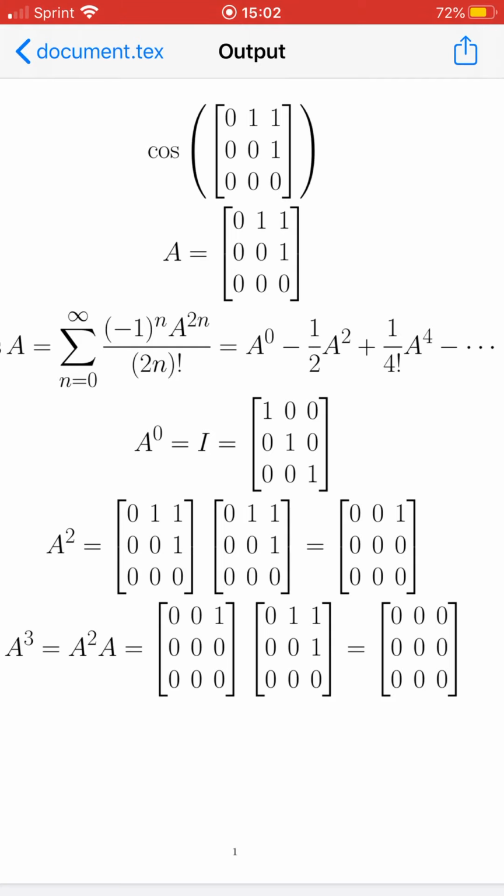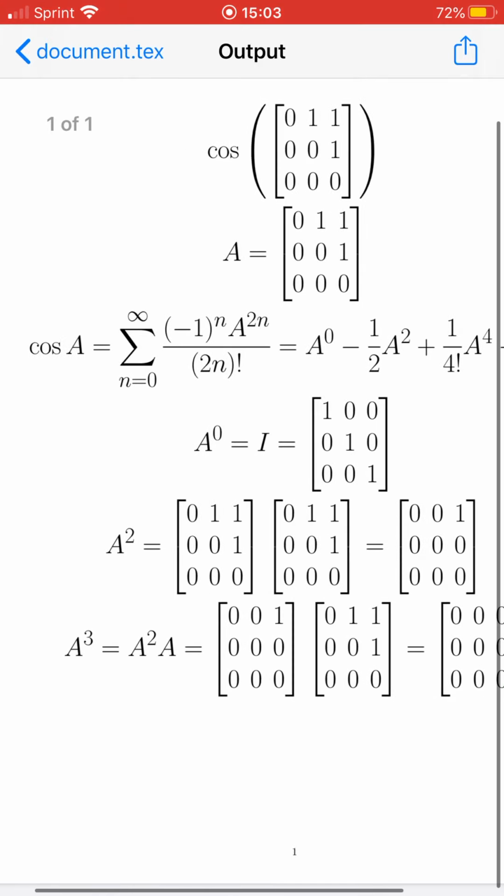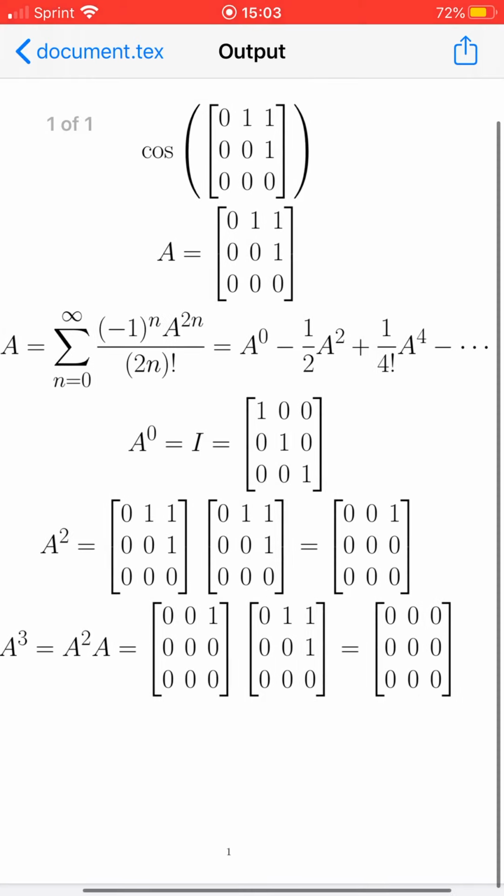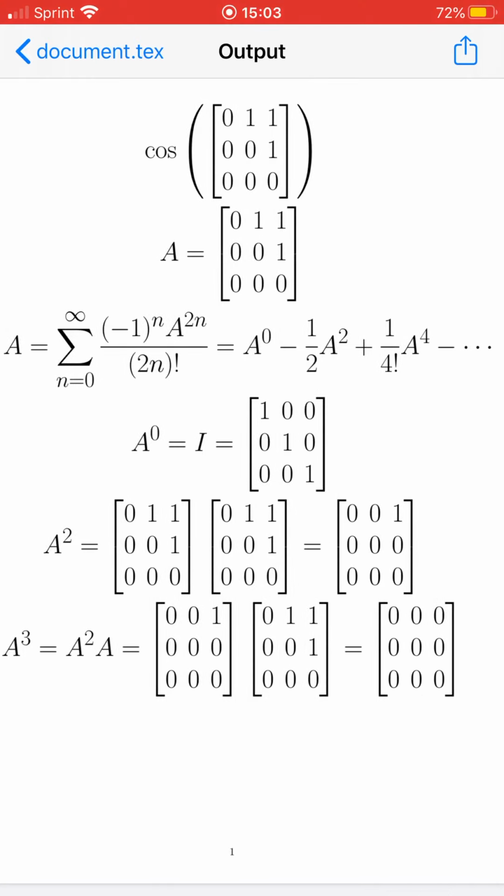So now if a cubed, a to the 3rd power, is a 0 matrix, then a to the 4th power is a cubed times a, which is 0 times a, which is 0, and then a to the 5th power, a to the 6th power, a to the 7th power, and so on are all equal to 0. So now the terms a to the 4th power, a to the 6th power, a to the 8th power, and a to the 10th power, and so on in the Maclaurin series expansion of cosine of a will vanish, and the only terms that matter here are the terms a to the 0th power minus 1/2 times a squared.